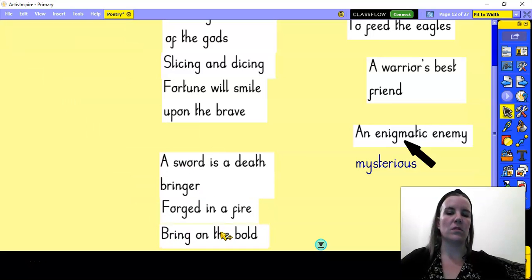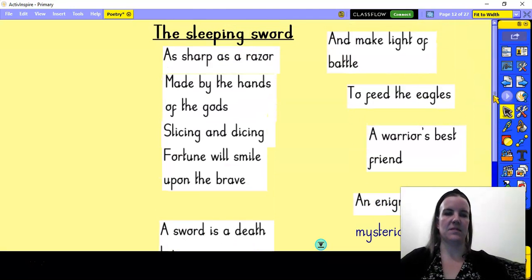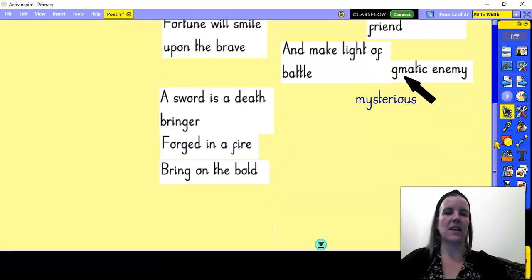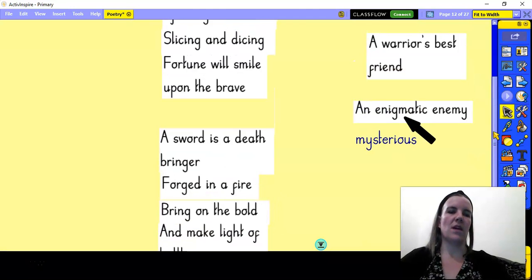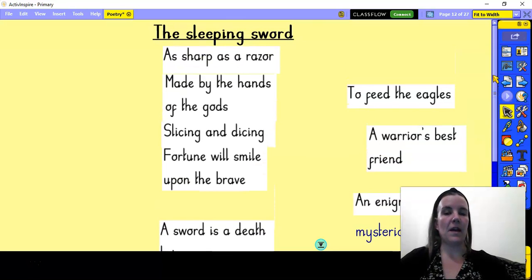Bring on the bold, perhaps. And again, look, I've followed a rhythm again. This time I've got longer, shorter, shorter. So then perhaps I could do a bit of a longer one at the end there and make light of battle. Okay. I've still got some lines that I might want to use, which I could put into a third verse perhaps, but you can see that I've been able to jigsaw the lines in that poem together. Okay, really thinking about the order of the features in order to help me to make that decision.